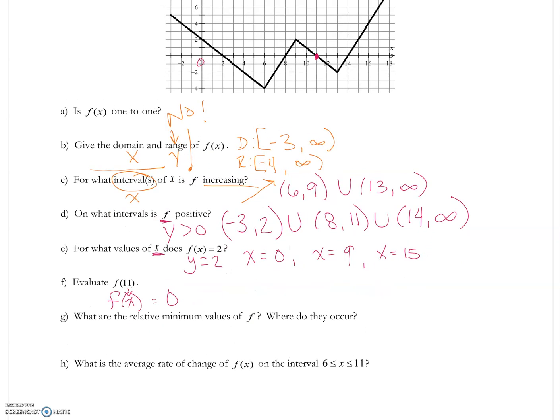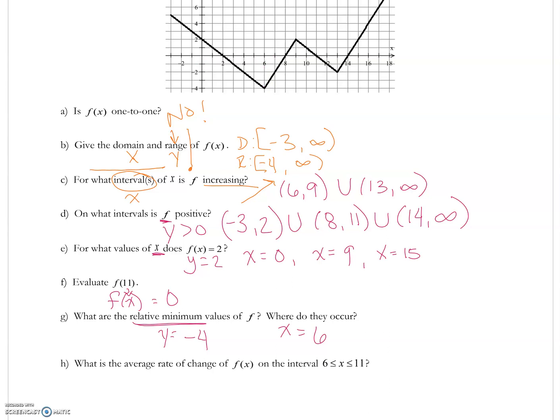Part G, what are the relative minimum values of f and where do they occur? When I'm looking for minimum or maximum values, I'm actually looking at the y values, and the where do they occur is the x values. So relative minimum means the lowest point on this graph, which happens here at -4. And when does it occur? That -4 y value happens when x equals 6.